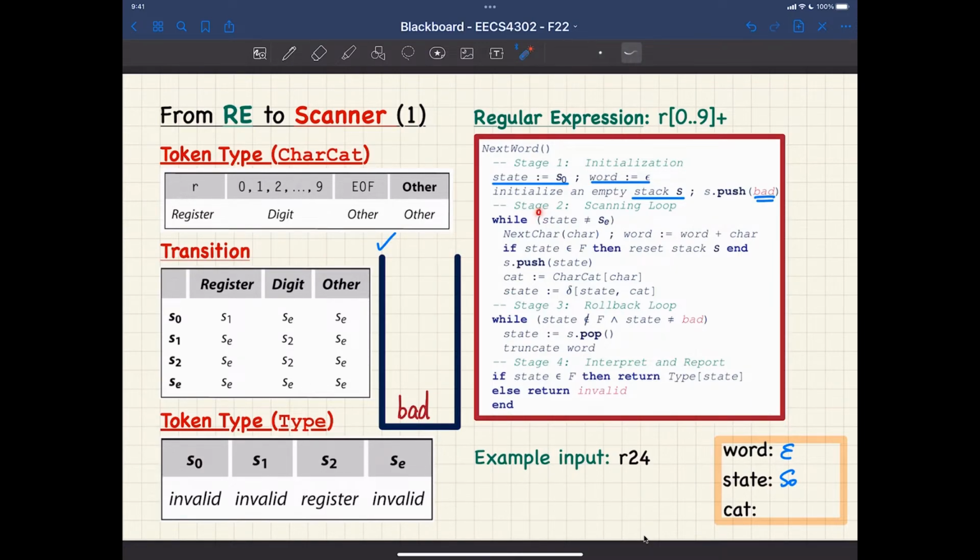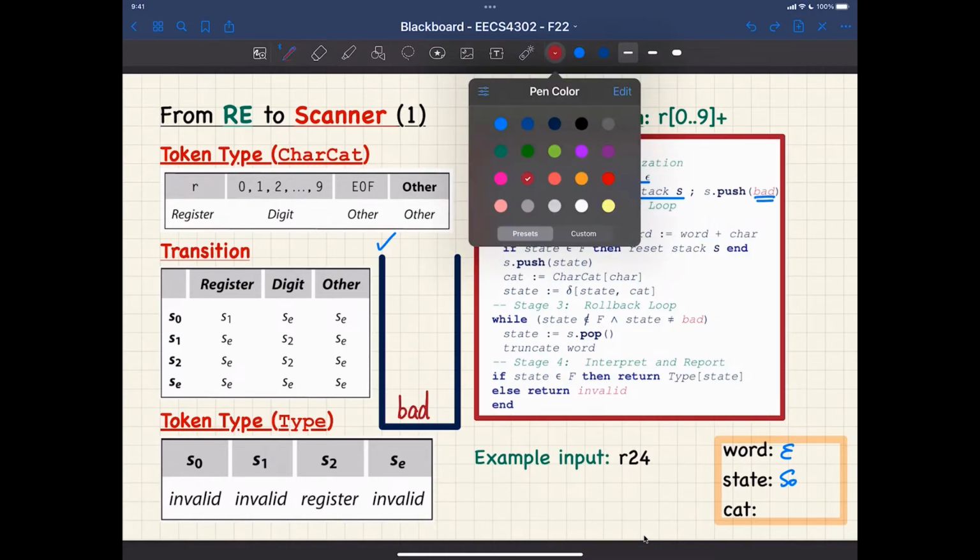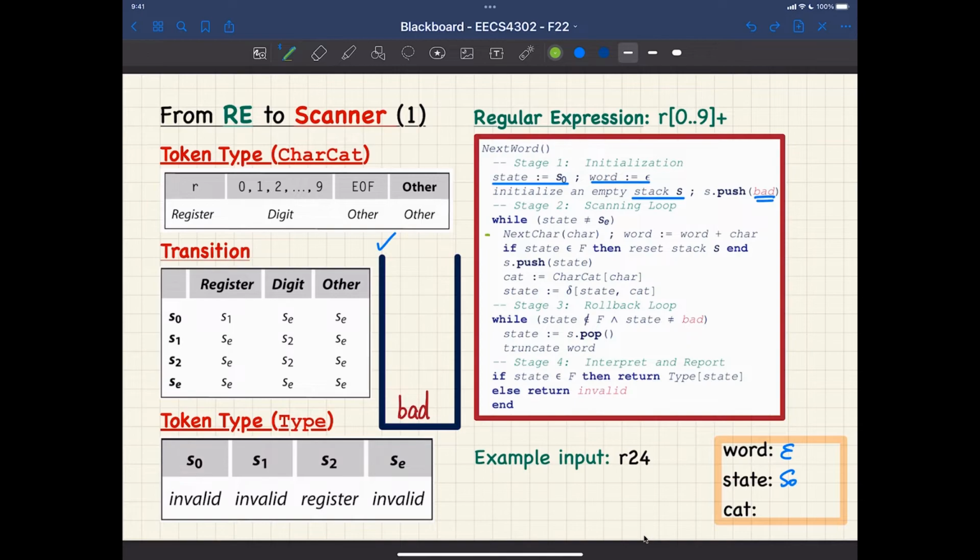Let's look at this condition here. As long as the state is not equal to the error state, we're going to continue. This is the first while loop. The next character over here is going to be R, so the word is now going to become just R. For the first iteration, let's use green.